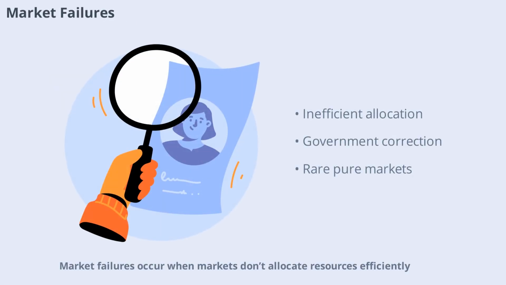Market failures occur when markets don't allocate resources efficiently, such as with pollution or monopolies. Governments intervene to correct these failures using taxes, regulations, or public provision. Understanding market failures helps explain why pure market economies are rare.